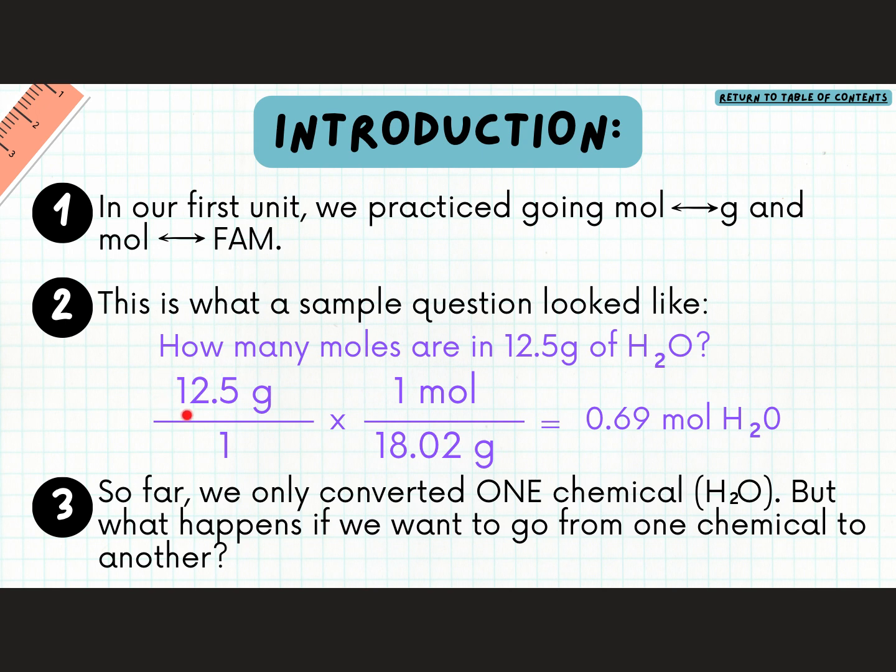So we would put 12.5 grams on the top because that's what we start with, over 1. And then because grams is right here, it also goes on the bottom. And then we would use the molar mass and plug it into the calculator and we would get this answer right there. So we've only converted stuff for one chemical so far, but the question is, what happens if we want to go from one chemical to another?